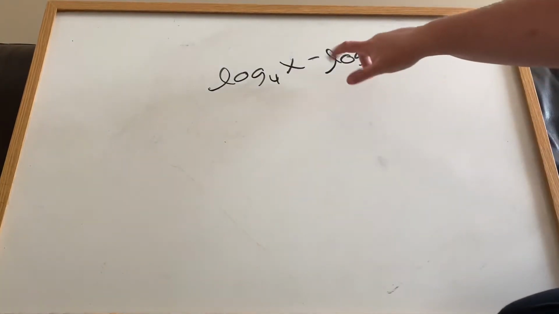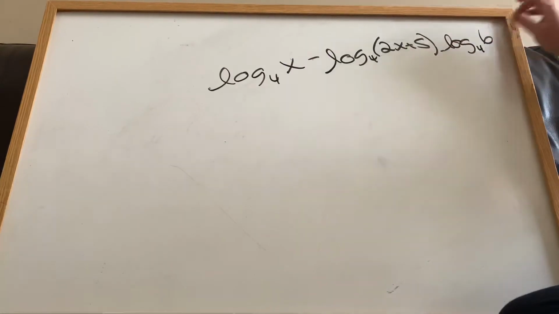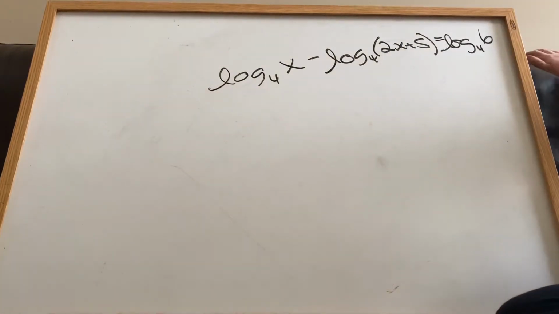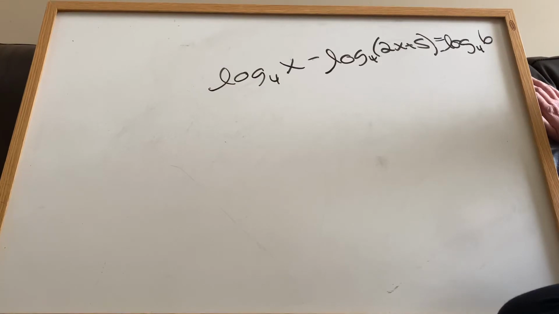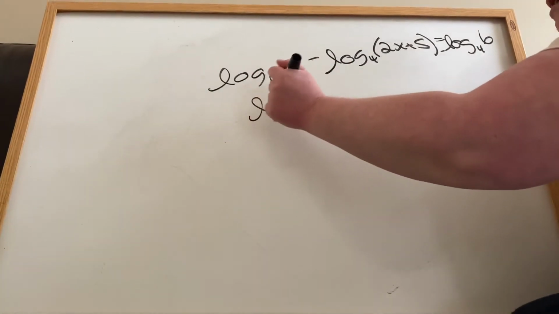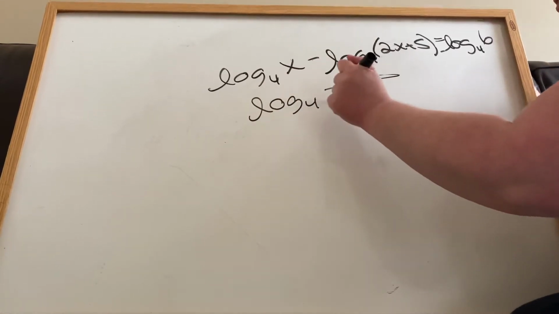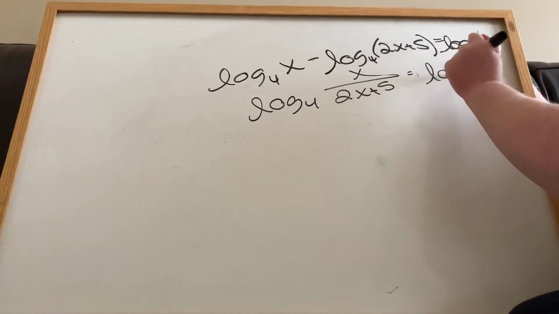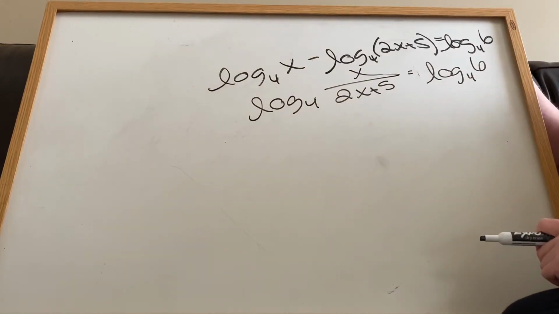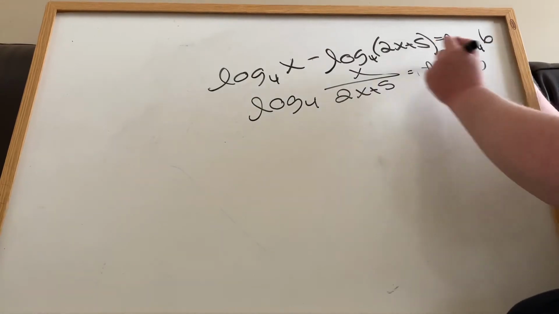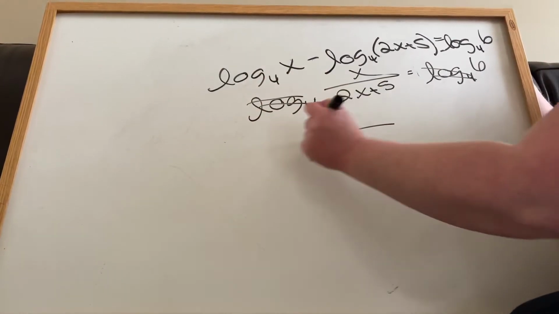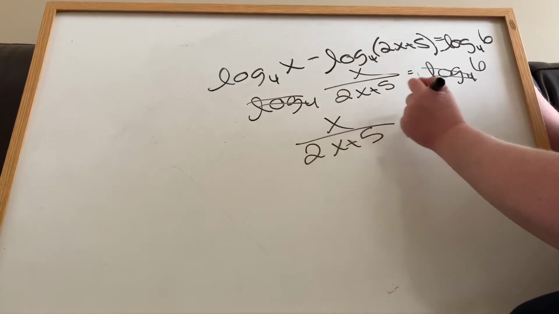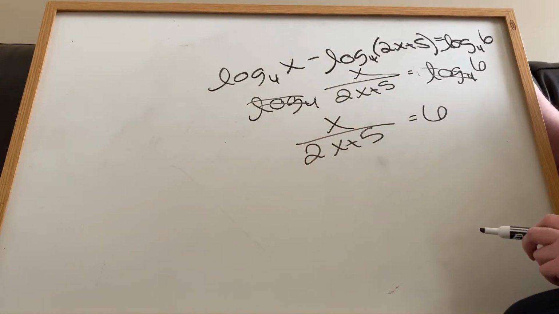Okay, so this side has multiple logs on it. When you have multiple logs, you have to condense. Remember, when you're condensing, you have a minus in the middle. The condensing is division. So now you've got log base 4 of x over 2x plus 5 equals, no, not 6, log base 4 of 6. So now you only have one log on each side, so all the logs go away. So then x over 2x plus 5 is going to be 6. And you just solve for x.